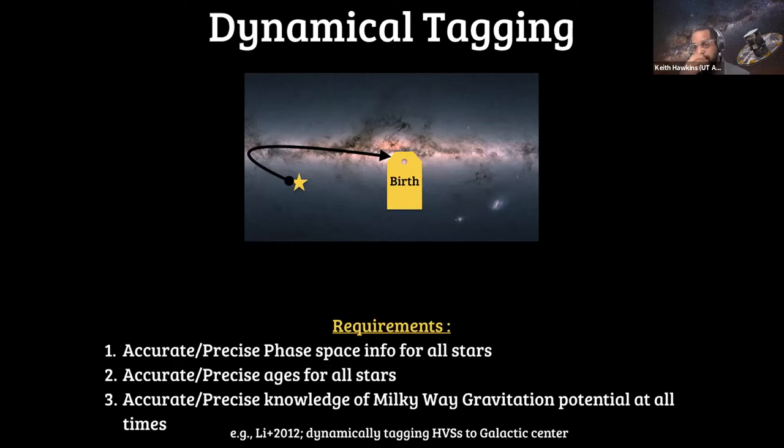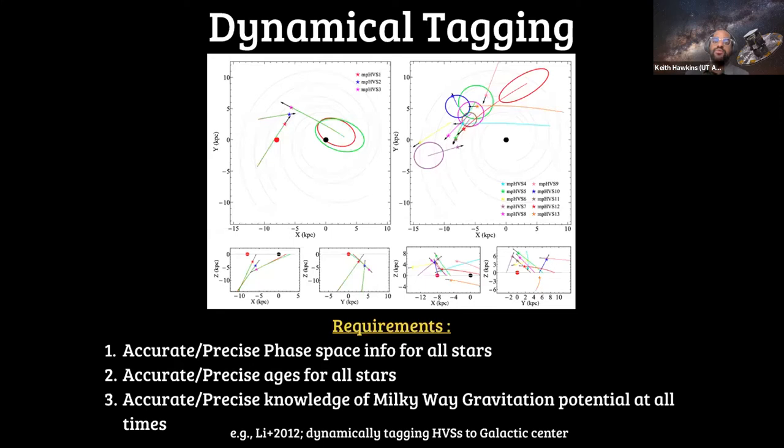So this is an example from Lee et al. 2012, where they actually do dynamical tagging of hypervelocity stars. These are some of the fastest stars in the galaxy. I've been very interested in them, and I bring this up as an example because I'll talk about hypervelocity stars a little bit later. This is an example of where folks have used dynamical tagging to figure out if hypervelocity stars, which are pictured here, come from the galactic center, which is where they're thought to have formed. They backwards orbit integrated them to check.